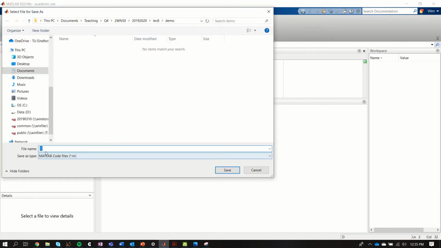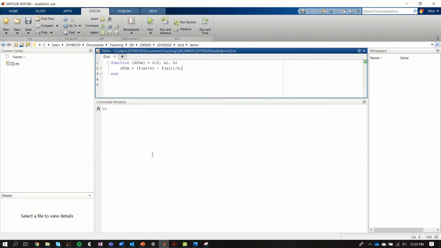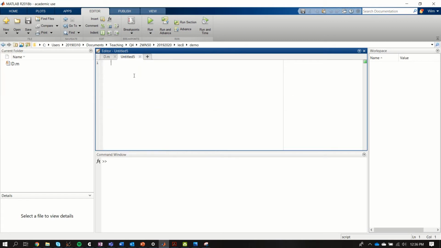So let's save this function D. And now let's put it to the test in a practical example. So I'll write this up in a script. Let's define first a function, and let's take a function that's very easy to differentiate analytically, and that is the exponential function, which we can define in the following way. And we want to compute the derivative at xi is equal to 1. And let's start with a spacing of h is 0.1.